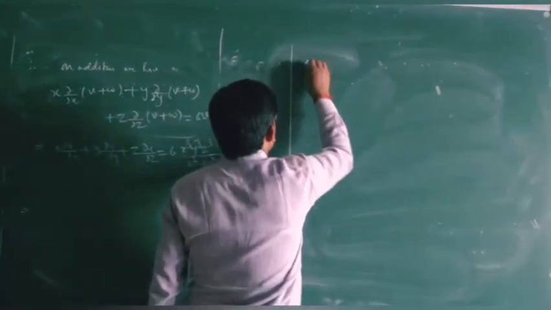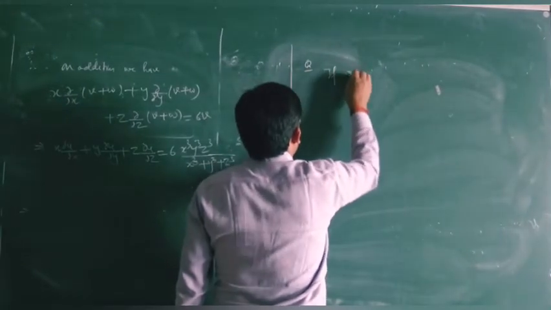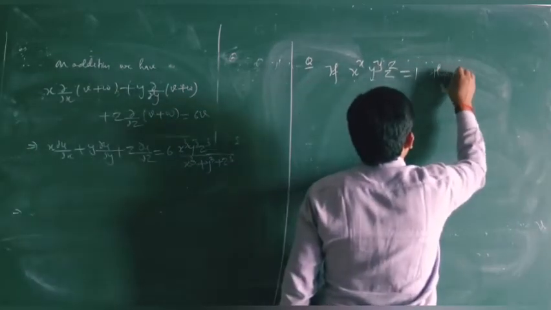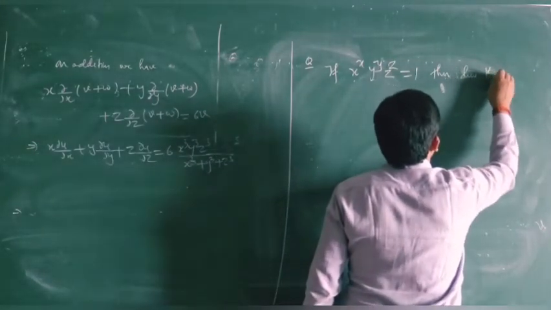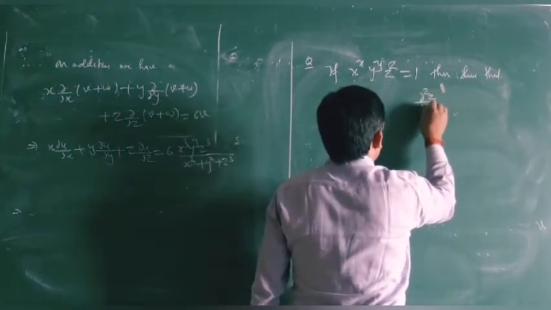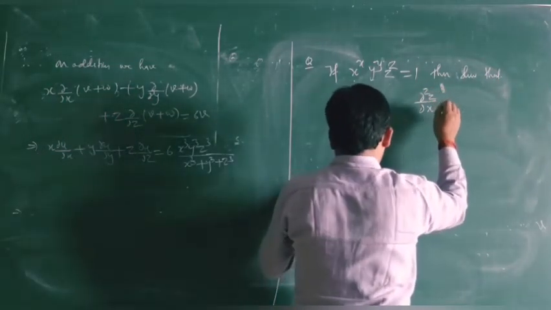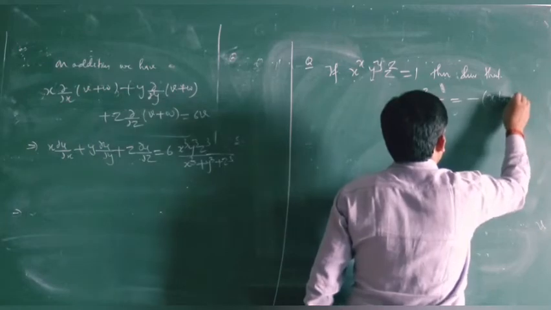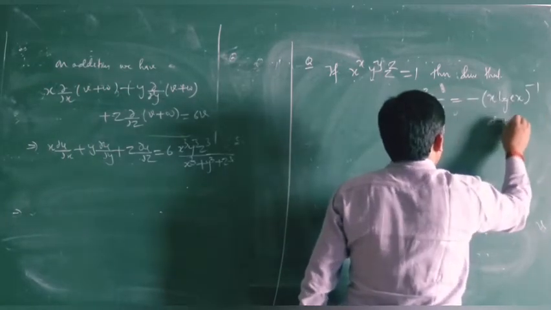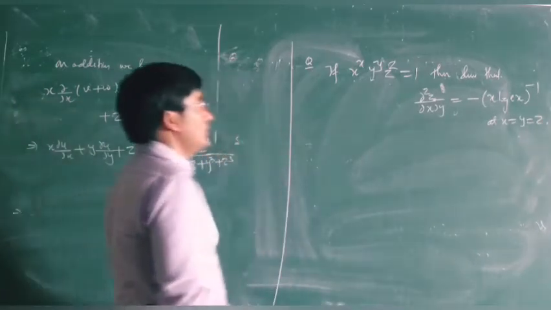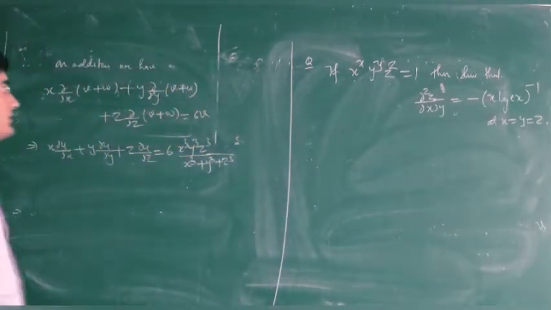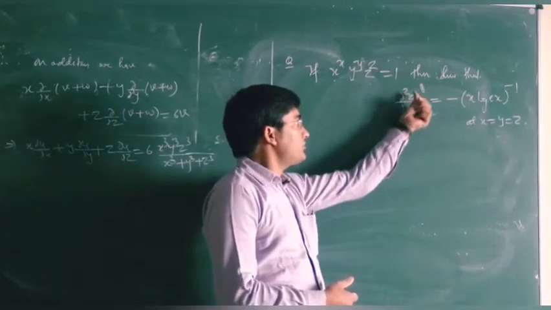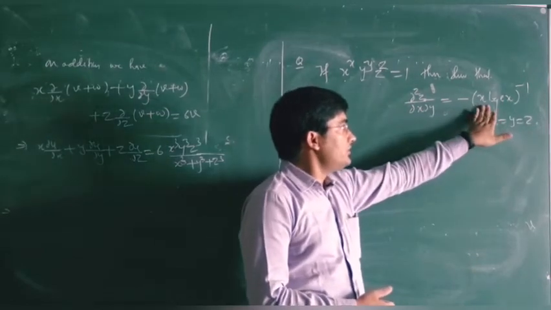So the first question is, if x power x, y power y and z power z is 1, then show that del 2 z upon del x del y is equal to minus x log e into x power minus 1 at x equal to y equal to z. So if x power x into y power y into z power z is 1, then we have to prove that the double derivative of z with respect to x and y is equal to this value.